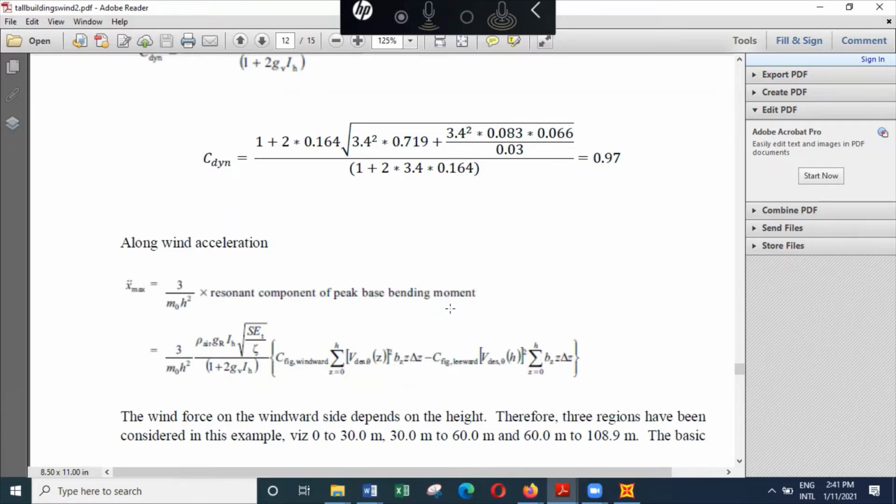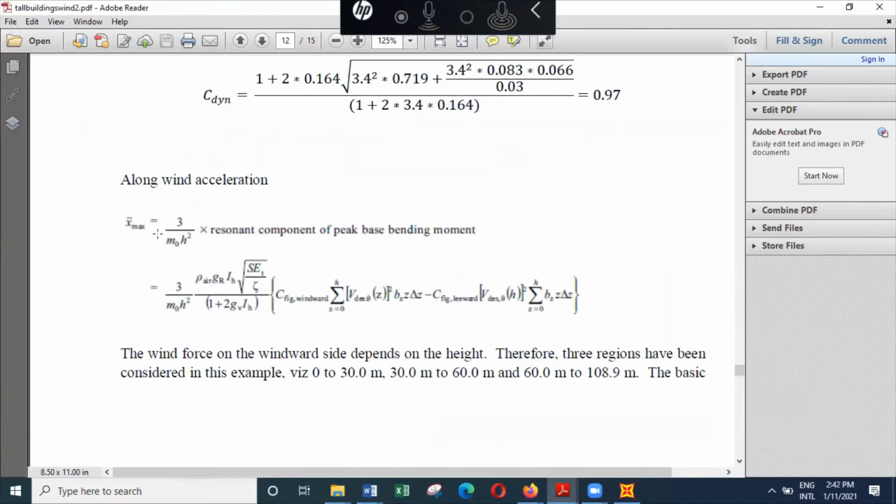And you know force is equal to mass times acceleration. So when you want to determine the acceleration, divide the force by mass. So that's why the mass comes here. Force is equal to mass times acceleration, so acceleration is force divided by mass. So you get this equation on that basis.